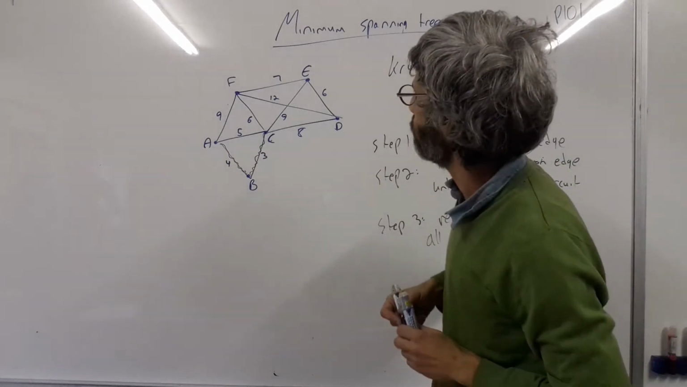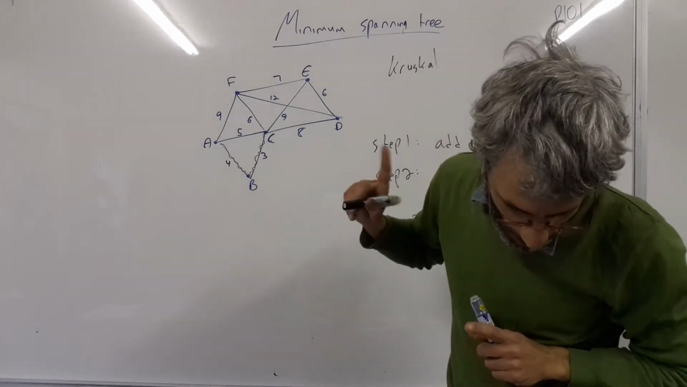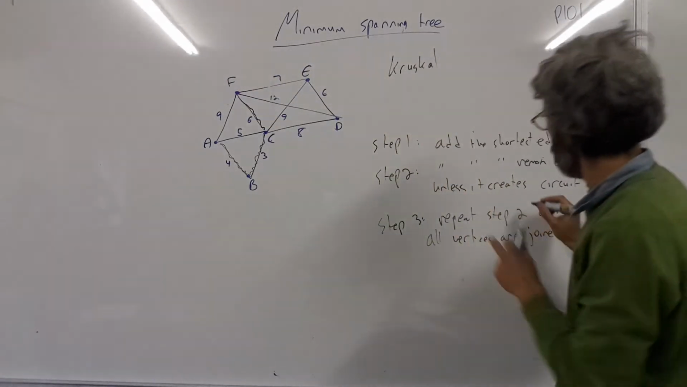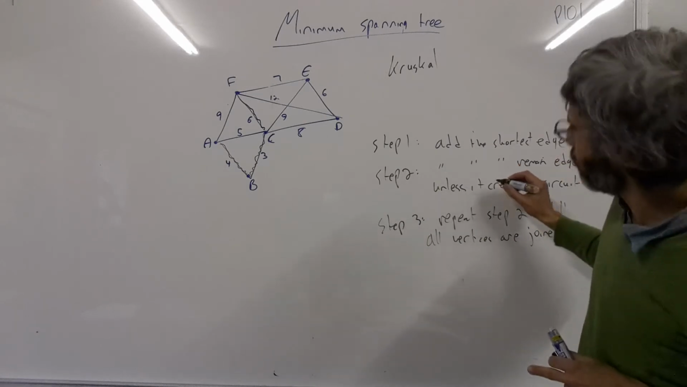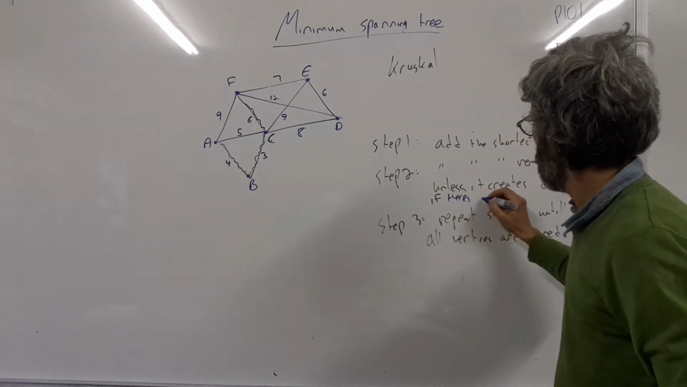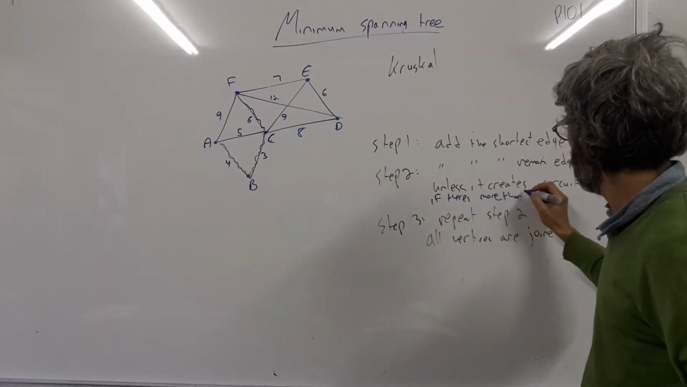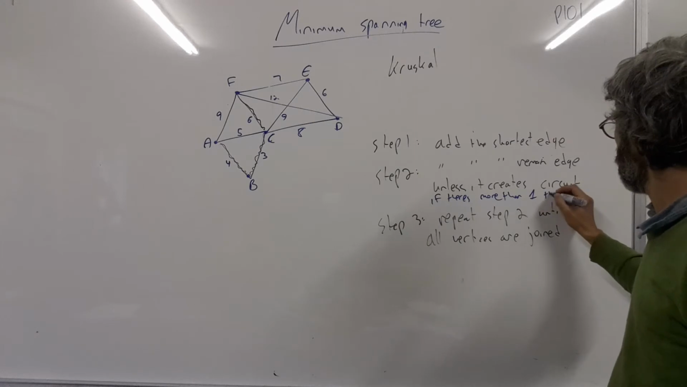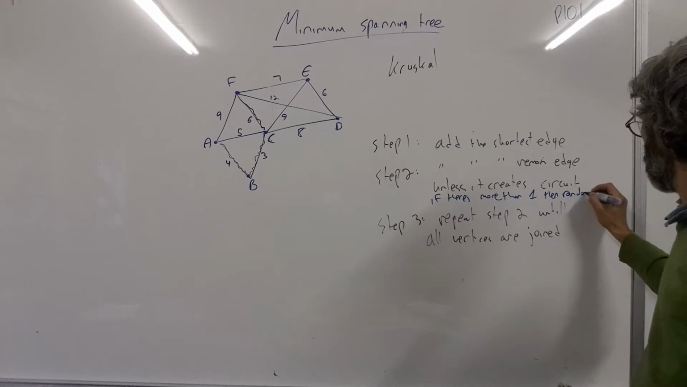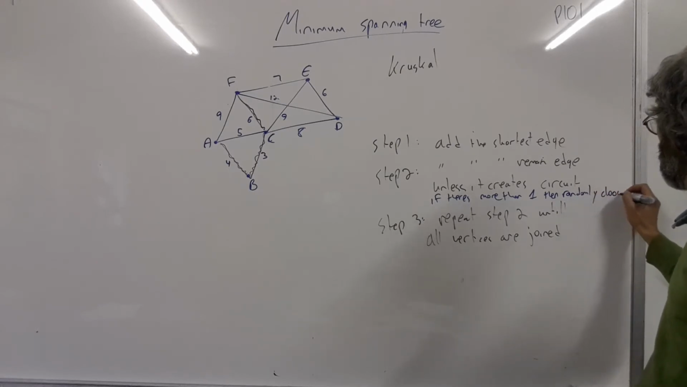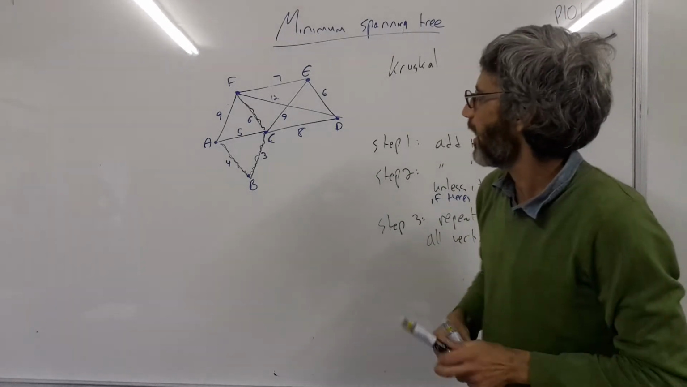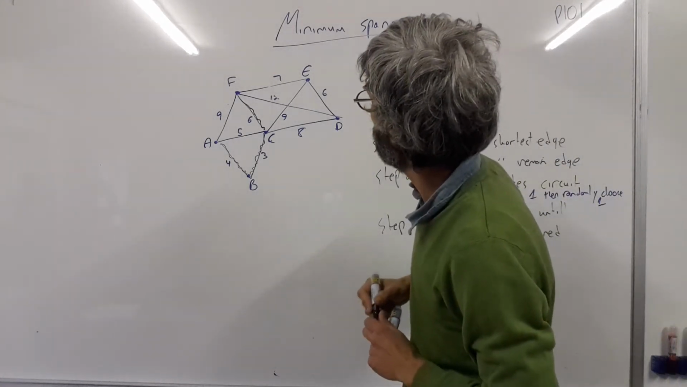So which one is going to be the next one? 6. Yes. In step 2, I'm also going to add: if there's more than 1, then randomly choose 1. Okay, so there's no point, 6 or 6, just choose 1. It doesn't matter. Okay, and then which one is the next one? 7.